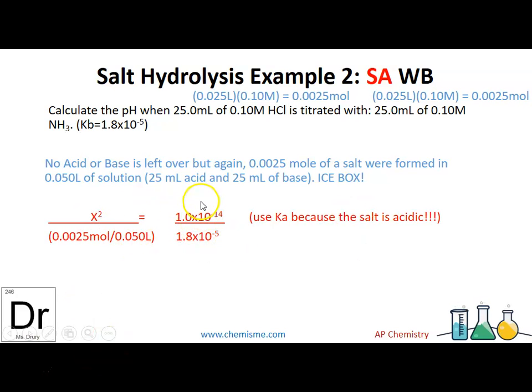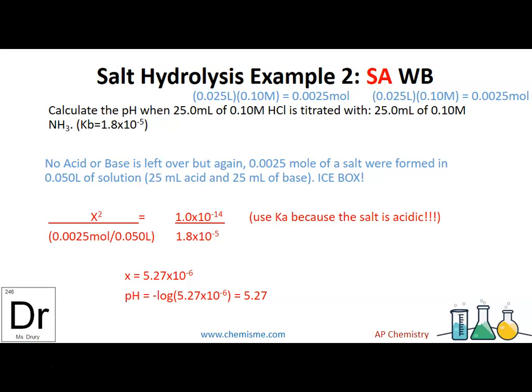Now you can either solve this and cross multiply, or cross multiply then solve. I couldn't care less. And then solve for x by square rooting. The x came out to be 5.27 times 10 to the minus 6. That tells you how many hydrogens and conjugates you have. So if you want to know what your power of hydrogen is, you negative log that value and you get 5.27. So this is an acidic salt because its pH was lower than 7.